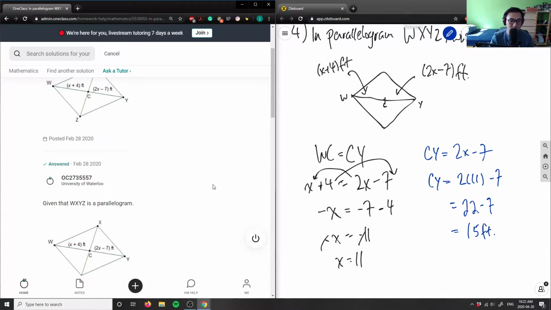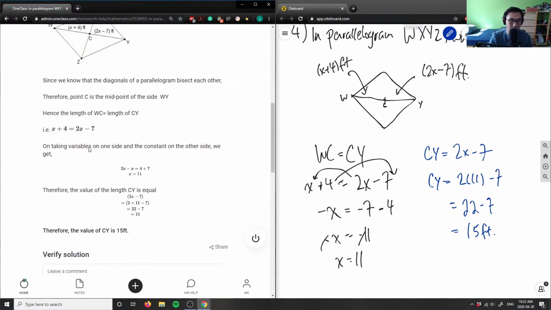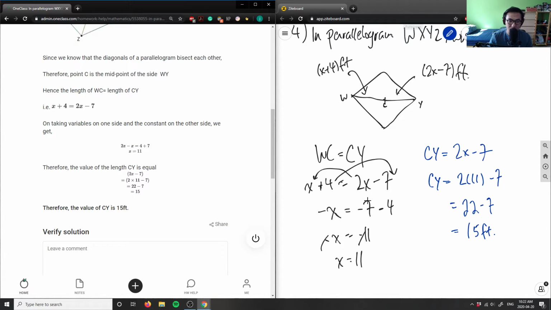So let's look at the solution here. Since the diagonals of a parallelogram bisect each other, C is the midpoint, which means WC equals CY, and that's what I did here. They did the exact same thing. They rearranged this equation to solve for x. X equals 11, which is good, and therefore they plugged this back into the equation and got CY equals 15 feet. So this here is correct.